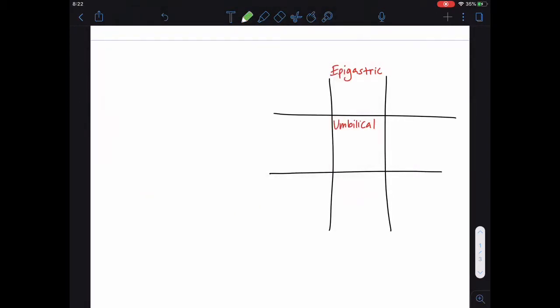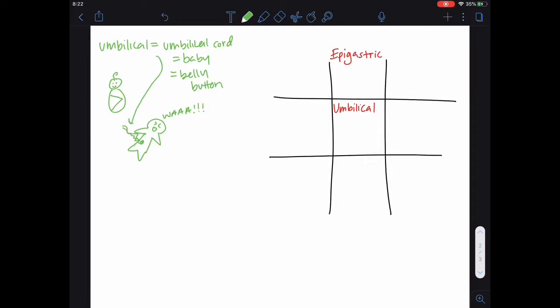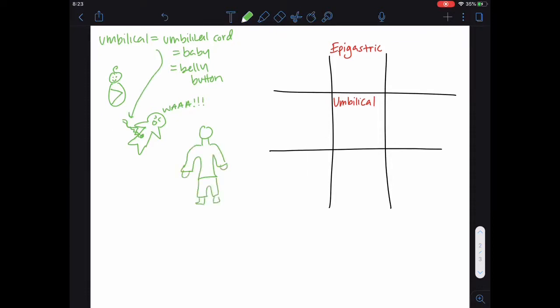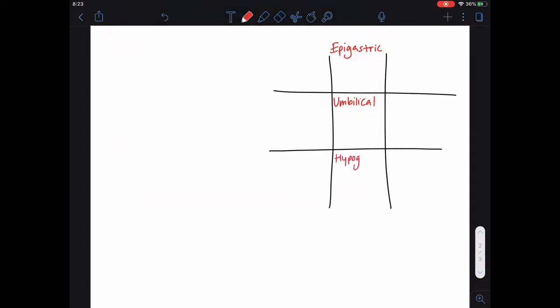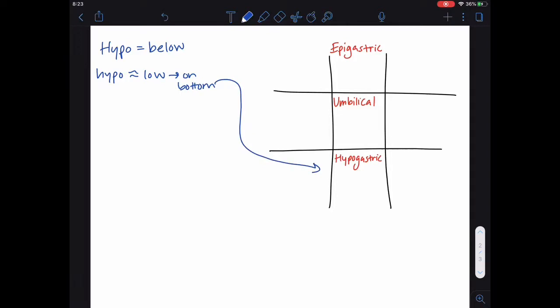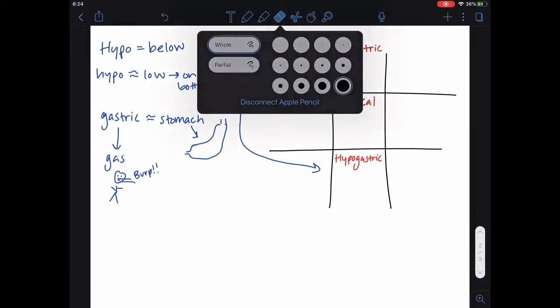Moving down, we have umbilical, which you can relate to the umbilical cord that connects to a newborn baby connected to the belly button. So you know it will be in that middle area of the abdomen where your belly button is. Then hypogastric on the bottom. Hypo means below, but you can relate hypo actually sounding a little like the word low, so you know it's the lowest region. And gastric connecting back to stomach, so you know it's below the stomach.